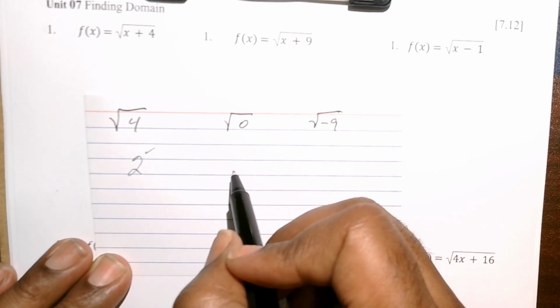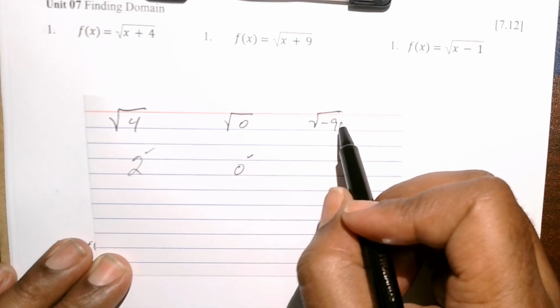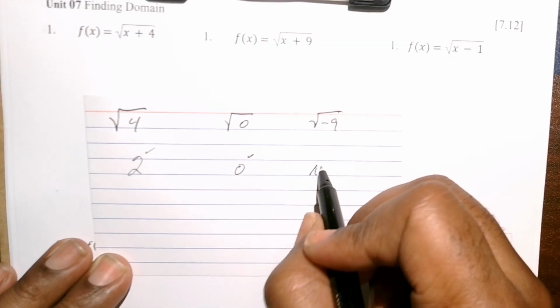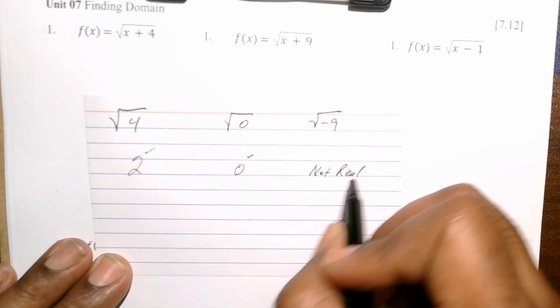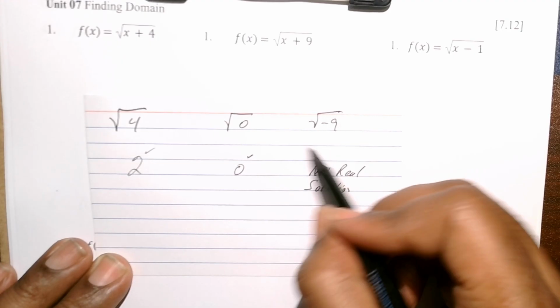Square root of 0 is 0. That's a real solution. But when you take the square root of negative numbers, you get non-real solutions. So this is no real solution. So we try to avoid this situation right here.